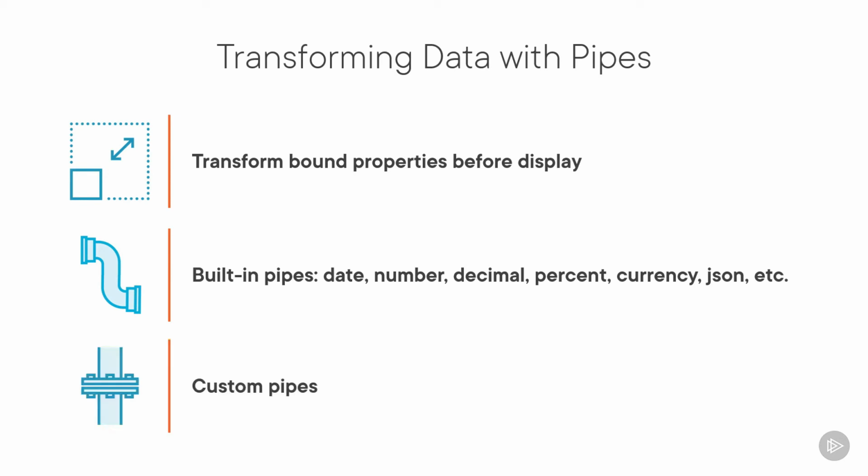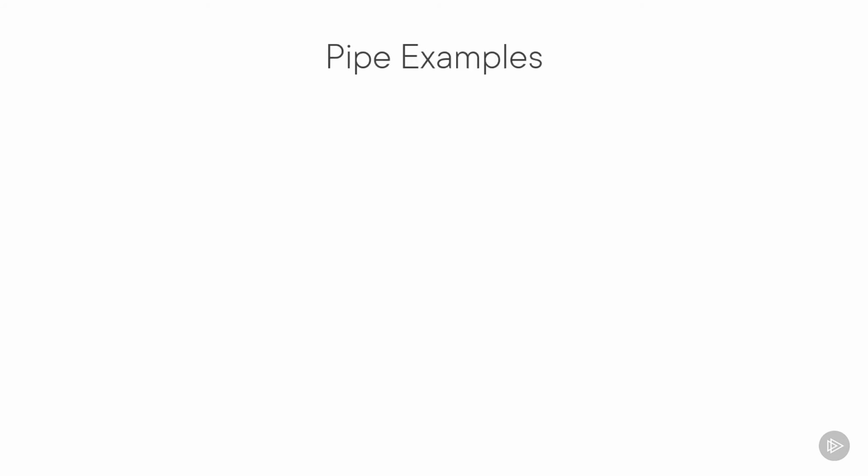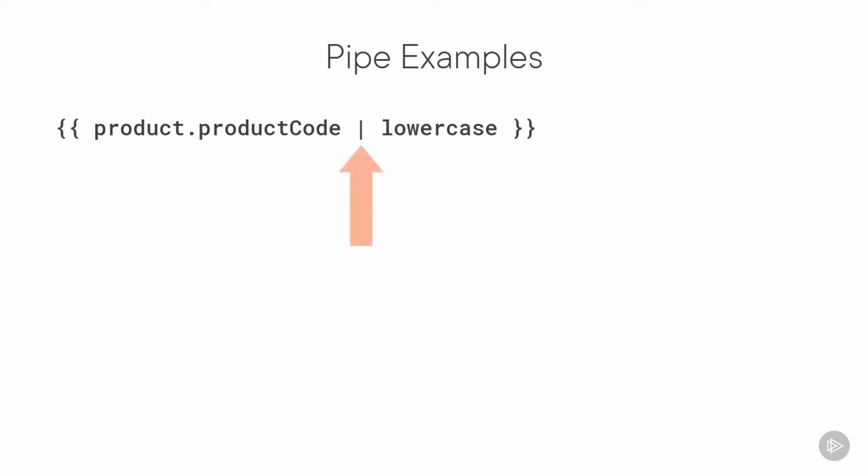We can also build our own custom pipes, as we'll see in the next module. Let's start with a simple example. Say we want to display the product code in lowercase. We can add the pipe character after the property in the template expression, and then specify the lowercase pipe. The product code is then transformed into lowercase before it is displayed.